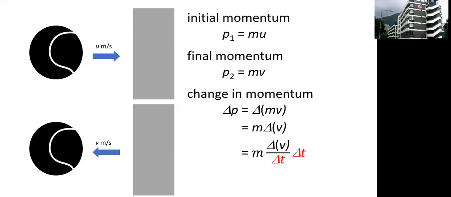We can multiply and divide the right-hand side by delta t. Delta t is the time taken to change the speed from u to v, and we realize that delta v divided by delta t is just your acceleration. Furthermore, m times a, from Newton's second law, is just the force. Let's have a look at what we have so far.